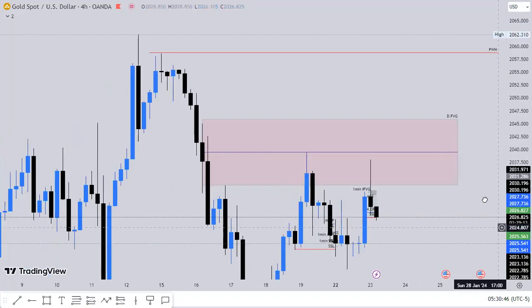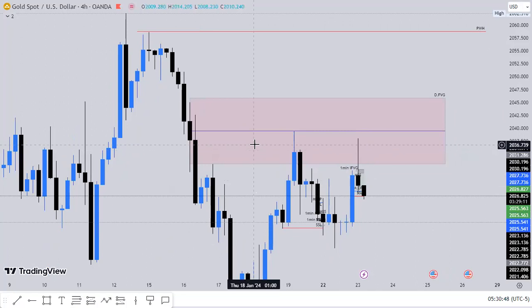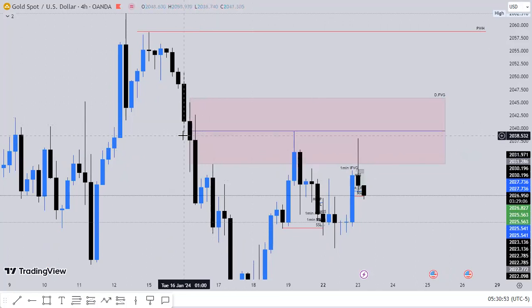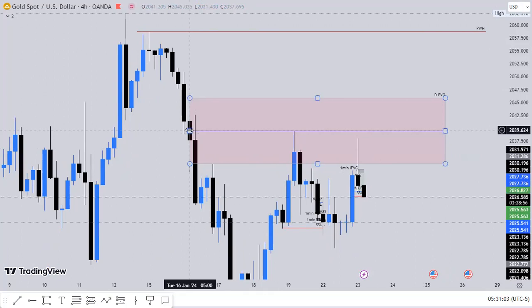I have a balanced price range. So here, look, the candles up and down, up and down. There are no fair value gaps here, but in the daily there is. But in the 4 hour, this is a balanced price range.